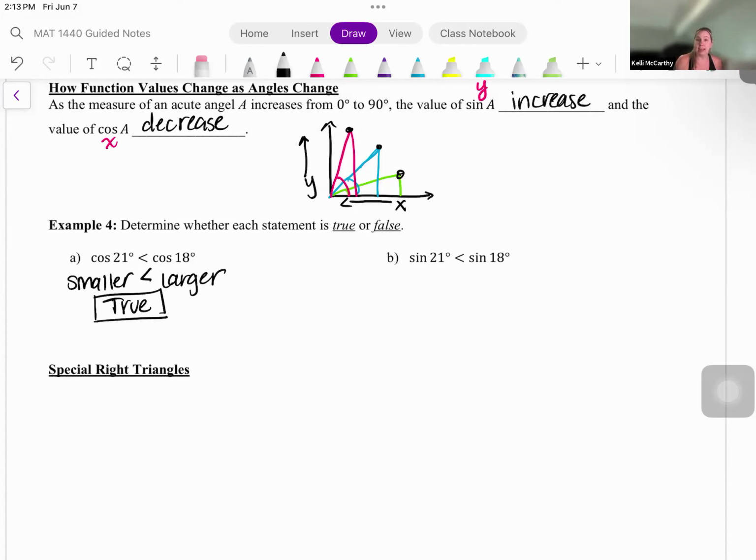However, if we look at sine, we know that as our angle increases, the value of sine increases. So this is the larger of the two, and this is the smaller of the two. And now we're looking at a statement that says a larger value is less than a smaller value, which is false.